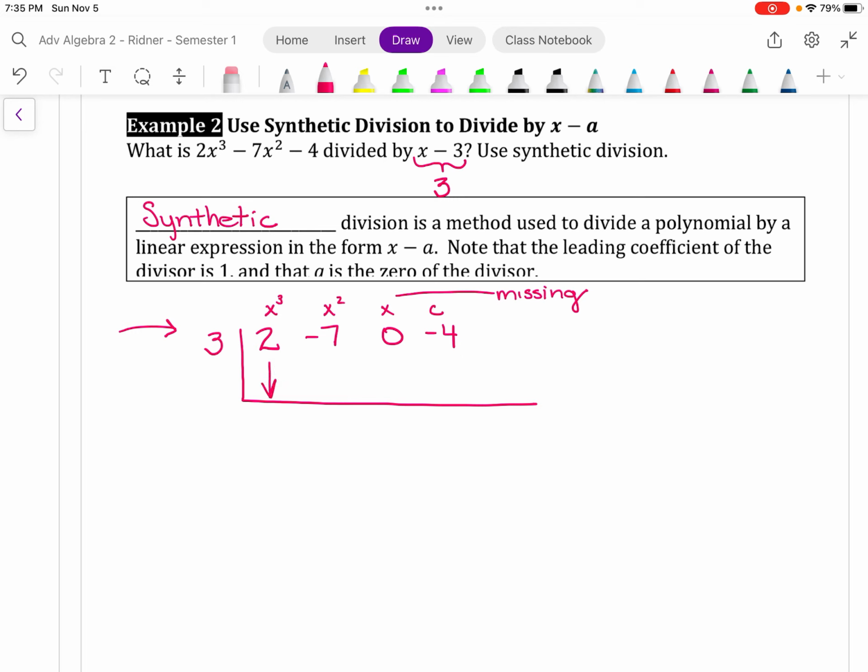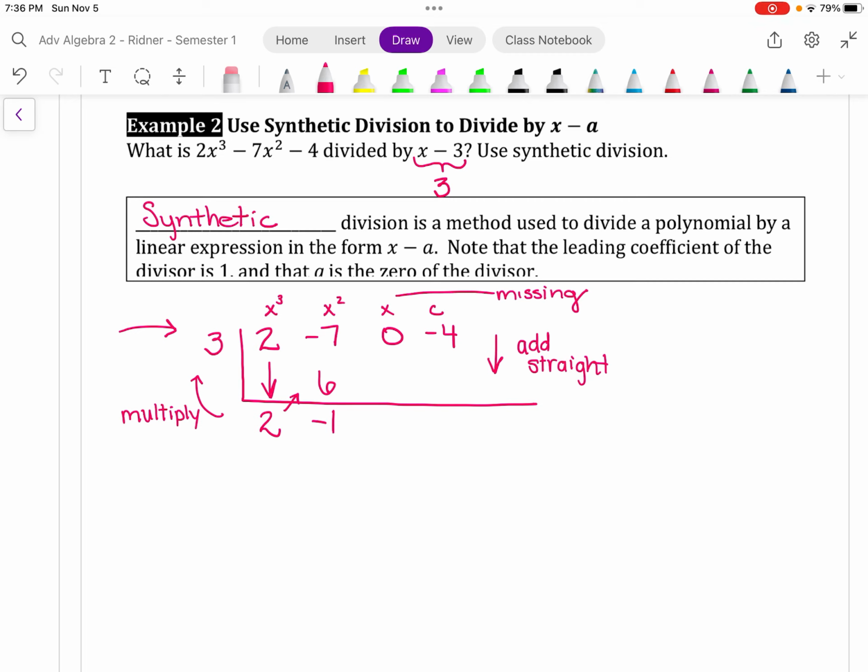We're going to bring down our 2. And then we're going to multiply the outside. So 3 times 2 is 6. So put your answer right there. And then add straight down. So -7 plus 6 is -1.